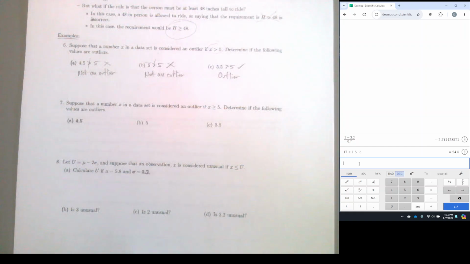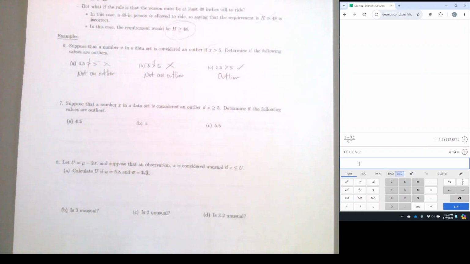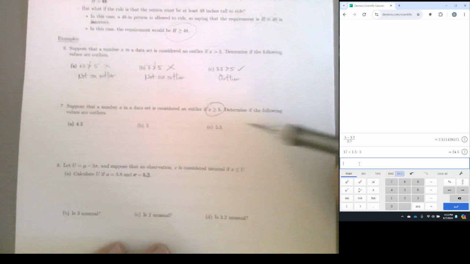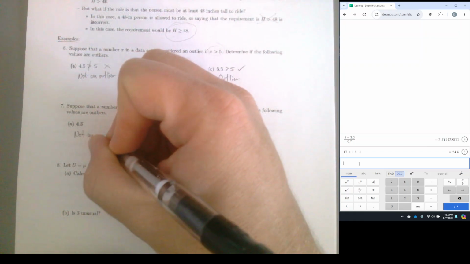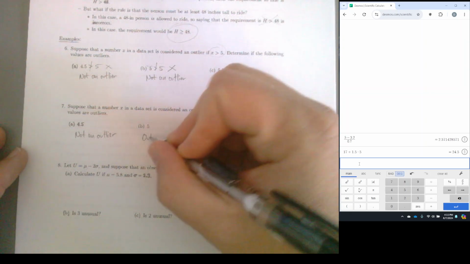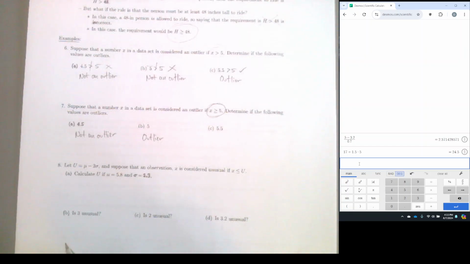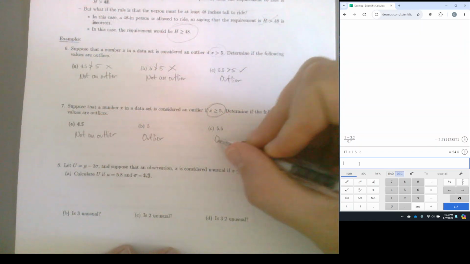So suppose that a number x in a data set is considered an outlier if x is greater than or equal to 5. Okay, now we're given the same numbers, 4.5, 5, and 5.5, and we're asked if they're outliers. But notice that this time, the criterion for being an outlier is different, right? 4.5 would still not be an outlier, because 4.5 is not greater than or equal to 5. But 5 would be an outlier in this case, because 5 is greater than or equal to 5. Okay, it's right on the cusp, right on the boundary. 5.5 would also, once again, be an outlier.